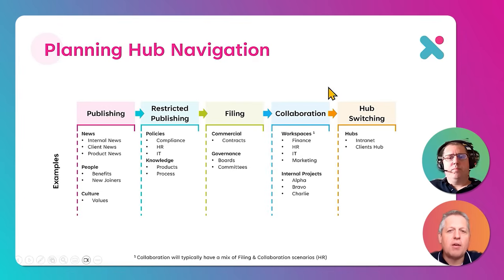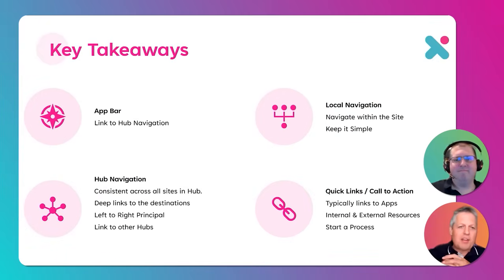Okay, so I think that was really useful and nice to see, because there are so many ways you can do links. So takeaways from that section. The first thing we looked at was the app bar. The app bar is on the left-hand side, and you have the flexibility to choose where that navigation is pointing to, whether it points to a site or whether it points to your hub navigation. And we said actually hub navigation is the right thing to do for that. So moving on to the hub navigation itself, try and keep it consistent across all the sites.